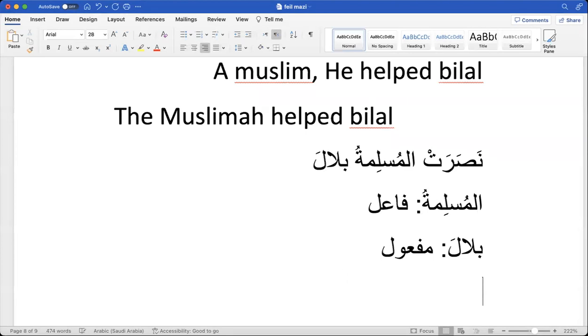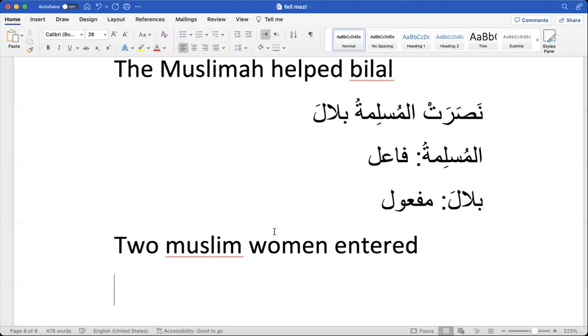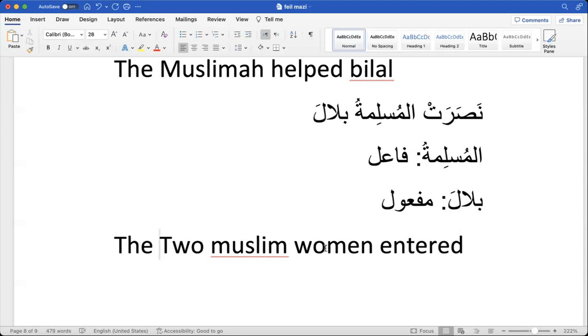Correct. Now, if you are to say like this, two Muslim women helped. Or you can say, we entered, so that you will have a little different vocabulary as refreshment. Entered, dakhala, right? Dakhala means to enter. Now, the two Muslim women entered. How will you say this?